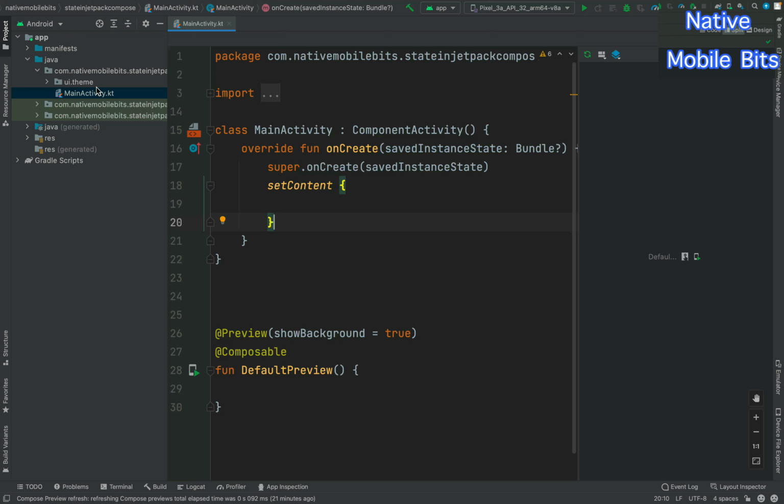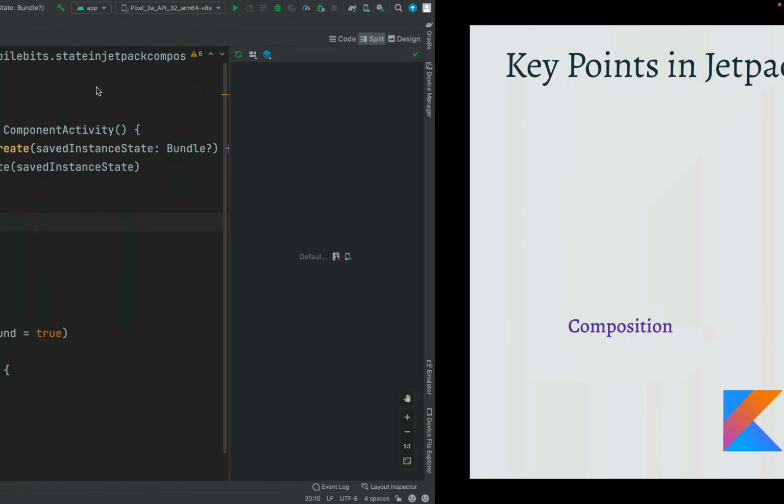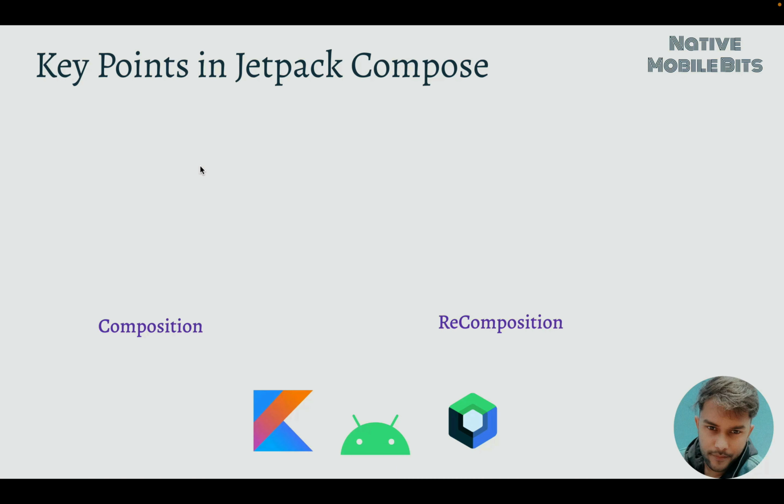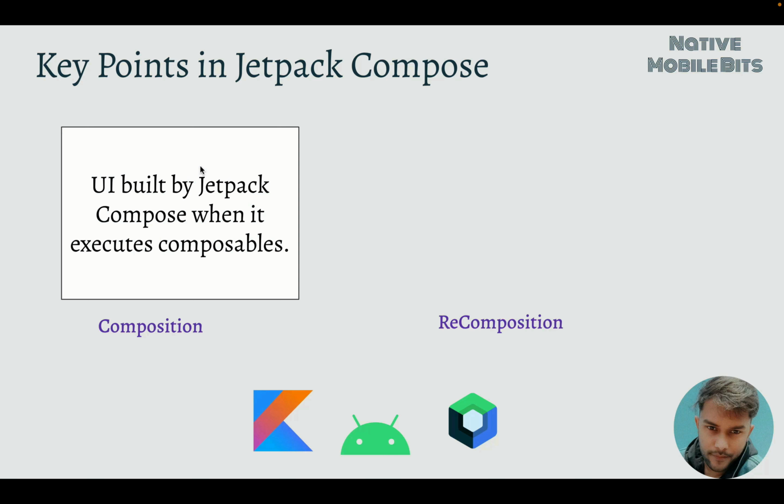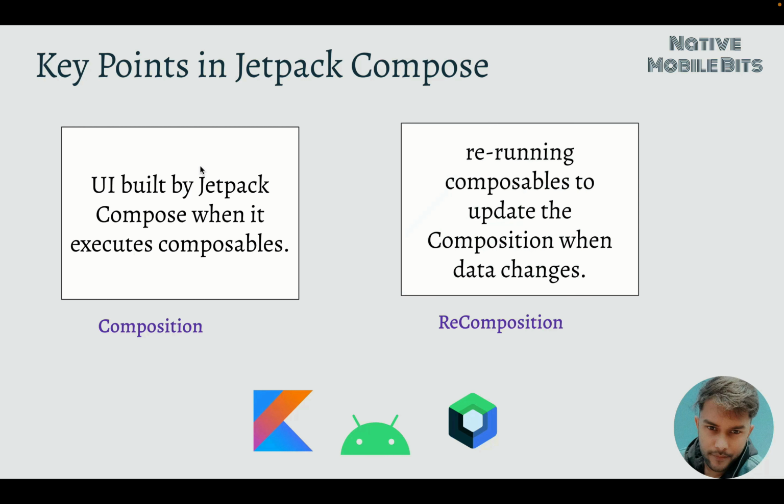The main important concept in Jetpack Compose is composition, and composition is basically when we are building some UI with our composables. In Jetpack Compose, if we update some data which we are passing to our composables, we can rerun our composables, and that process is called recomposition. Whenever the data changes, we can re-render the UI by rerunning our composables.